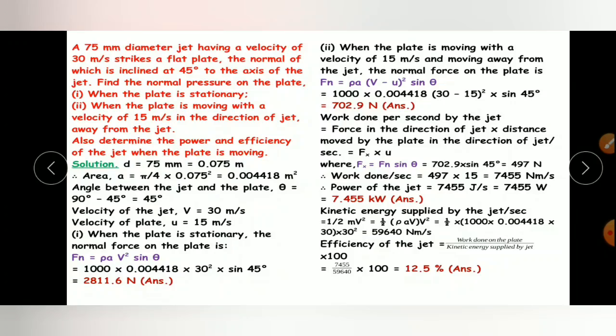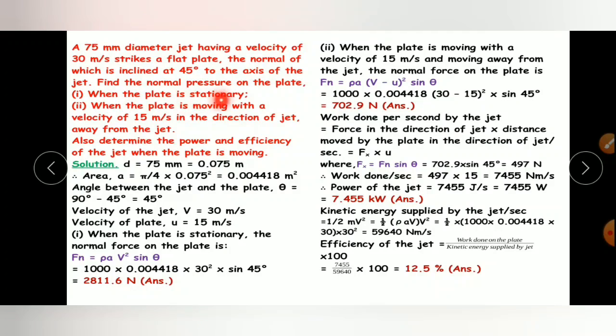Read the question. A 75 mm diameter jet having a velocity of 30 meter per second strikes a flat plate, the normal of which is inclined at 45 degrees to the axis of the jet. This means this 45 degree is the theta, which is the inclination of the inclined flat plate and the direction of the jet. Find the normal pressure on the plate. That means what is the force exerted on the plate normal to the plate.